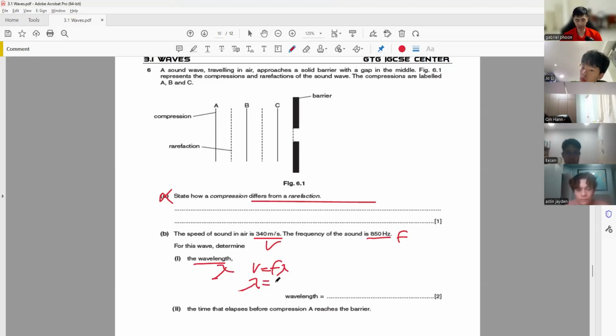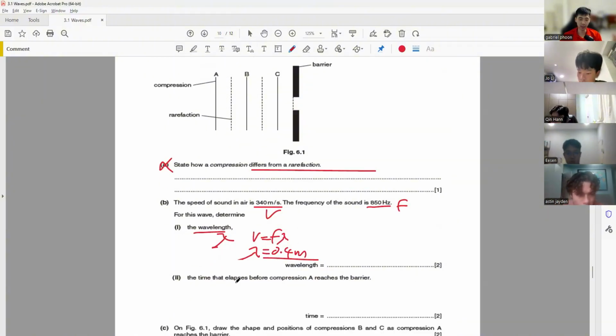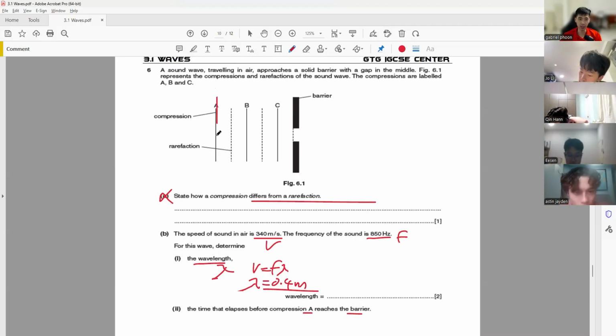0.4 meter. 0.4 meters, right? Then from here, they say the time elapsed before compression A reaches the barrier. Compression A reached the barrier here. How long did it take?